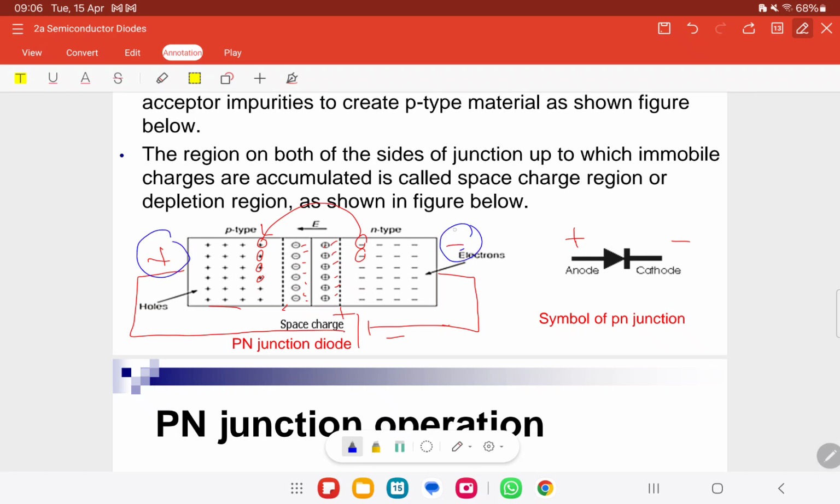Since this side is negative, a bigger negative charge, let's say we put a 3 watt battery here. So this negative, negative with negative will repel. It will push away. It doesn't want to be friends with the negative, so it goes to this side.